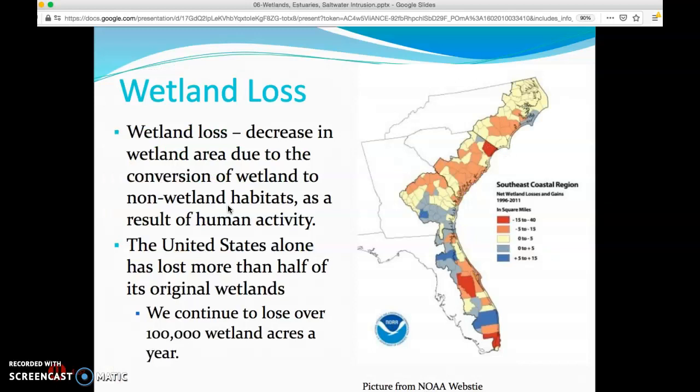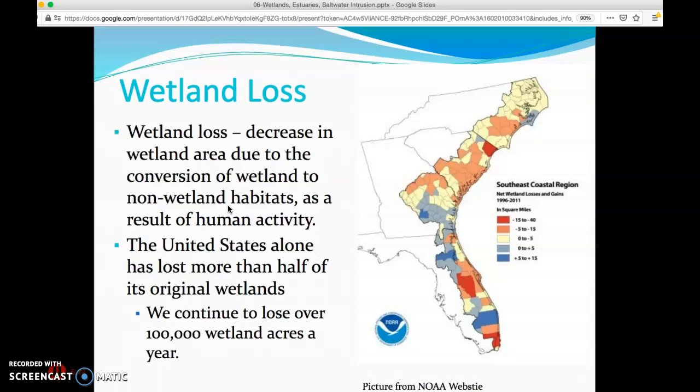Wetland loss, so this is the sad part. We are losing wetland area again and again in huge amounts. Wetland loss is the decrease in wetland area due to the conversion of wetland to non-wetland habitats. This could be something like an agriculture farm. You could drain a wetland so that it's better able for you to farm the soil.